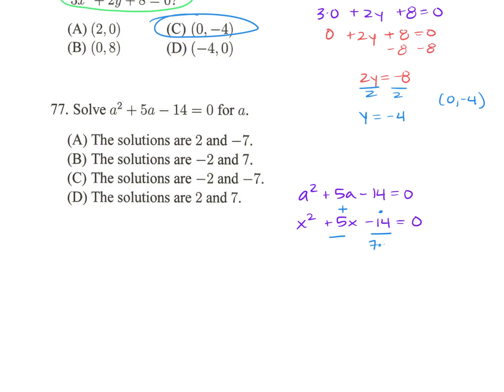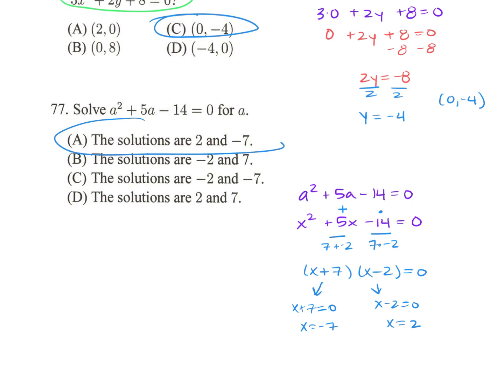It's going to be +7 and -2. That factors into x plus 7 times x minus 2. And then I get to use the zero product property, setting each of those factors equal to 0, and then solving. I get -7 and +2, which is option A.